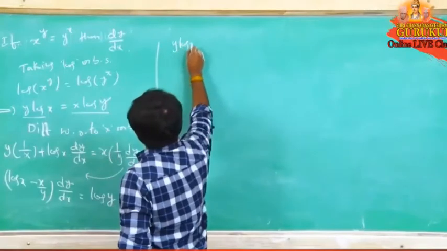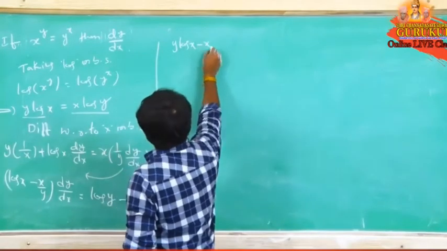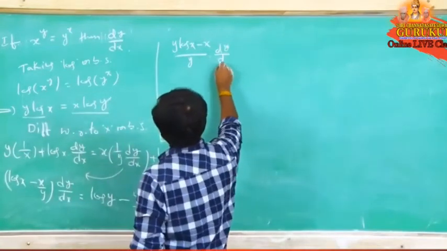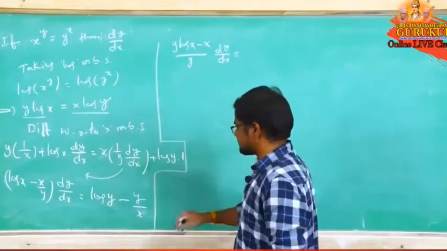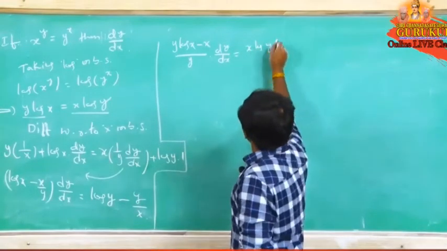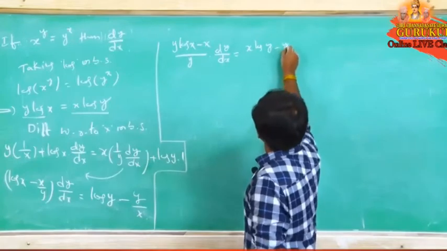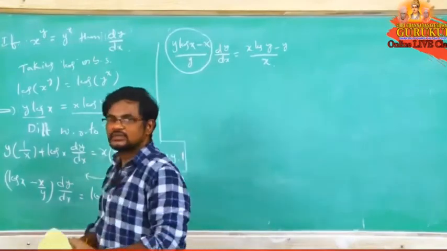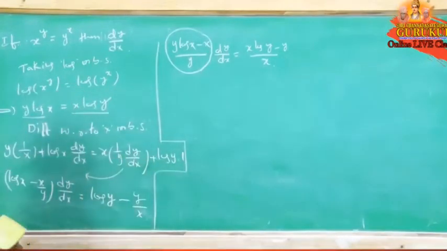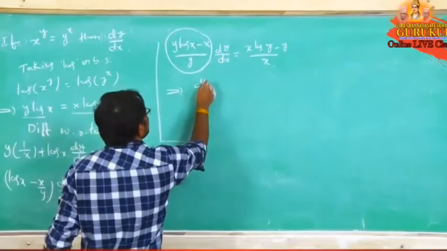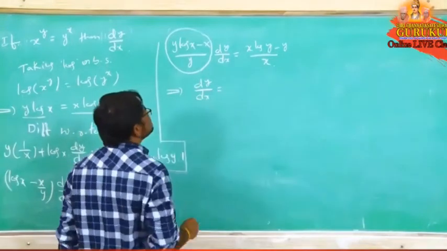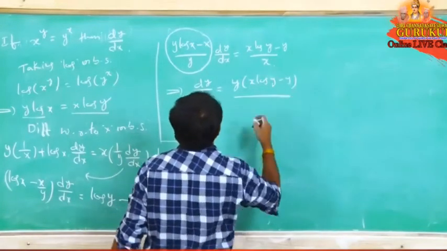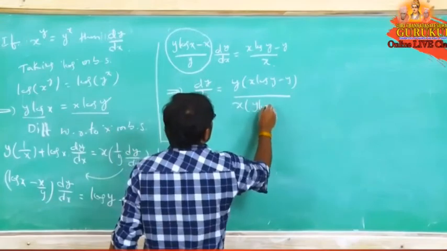y log x minus x divided by y into dy by dx equal to, here also taking LCM, x log y minus y by x. Now this total term I am bringing to the right side. So that implies dy by dx equals y into x log y minus y, divided by x into y log x minus x.